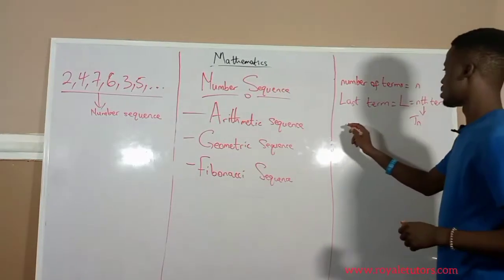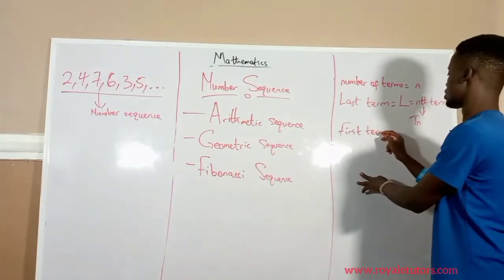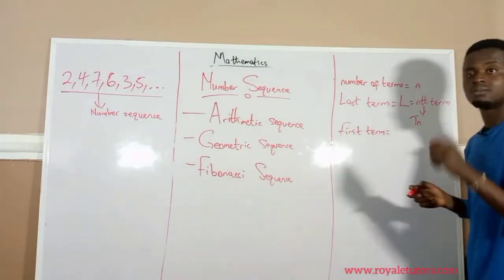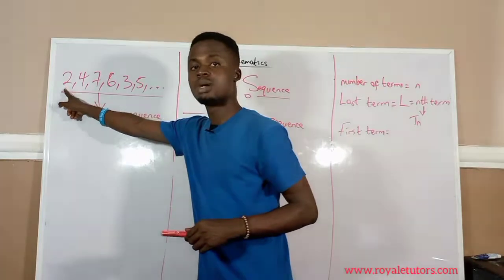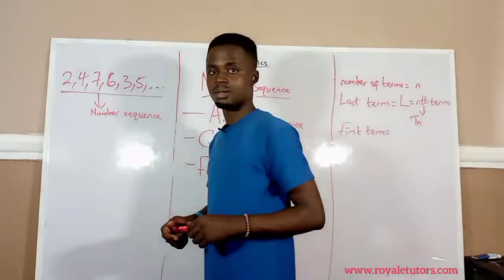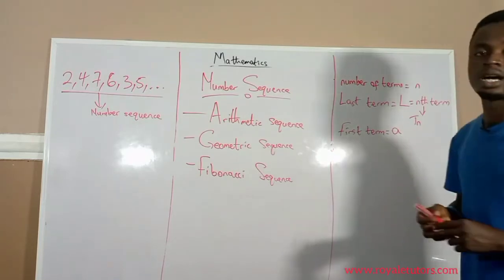Then there is another one, first term. Just like the name, first term, it is the first number you see. If you check the array of numbers we have here, 2 is the first number we see. So 2 is the first term. So first term is most of the time represented by small letter a.